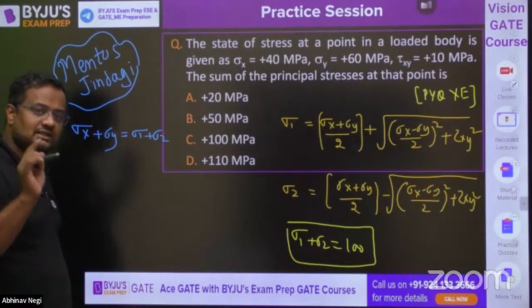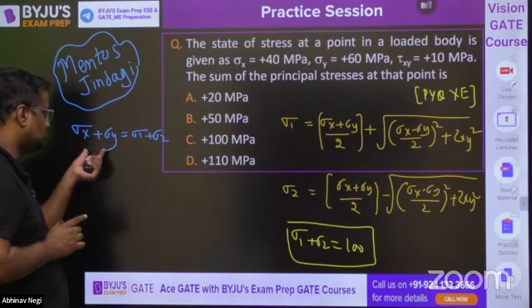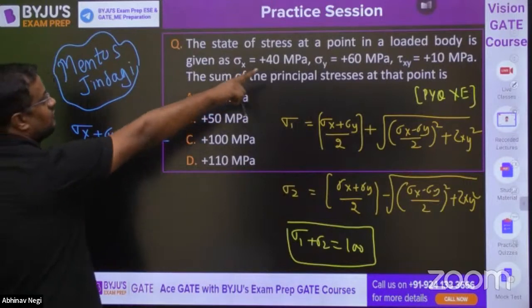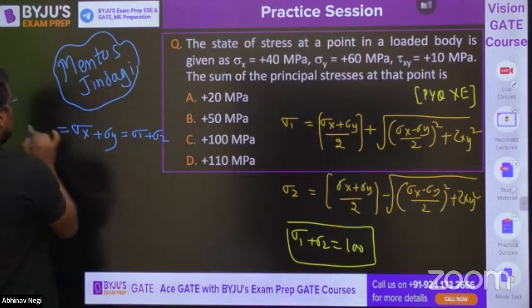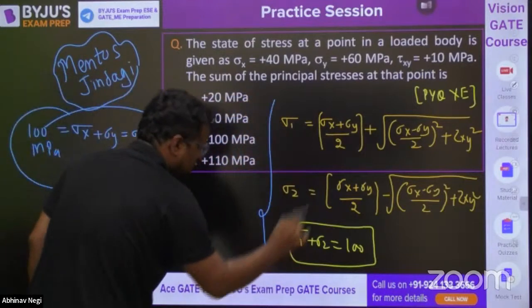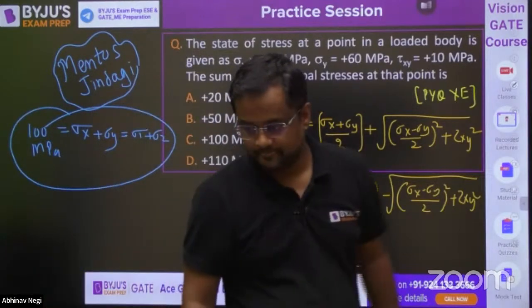Sum of normal stresses on two mutually perpendicular planes is constant. This is also mutually perpendicular, this is also mutually perpendicular. So sigma x plus sigma y is 40 plus 60, so this is 100 megapascal. Okay, so with the lot of calculations that you are doing here, you can avoid this.